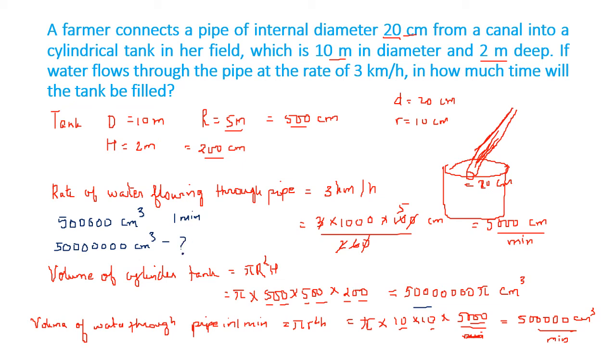So cross multiply, you get... you forgot the pi, don't forget the pi, so pi upon 5. 5 gets cut, 1, 2, 3, 4, 5. 5 ones the 500. So it will take 100 minutes to fill the tank. Okay, I hope this is clear to you.